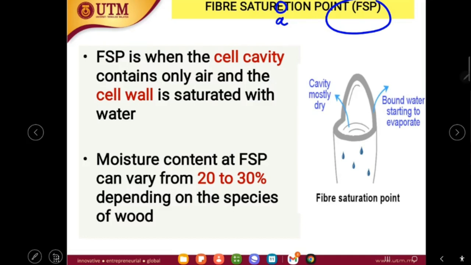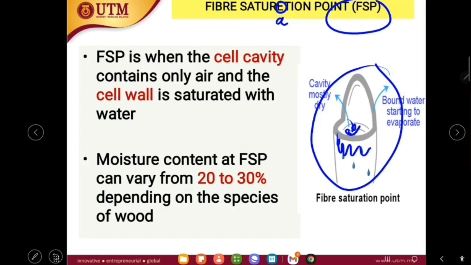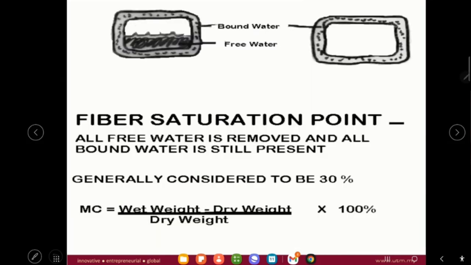Okay, if you look here, this is the cell cavity. Inside here, it is empty. It contains only air, but the cell wall is saturated with water. So it is not entirely dry, but the cell wall is saturated with water. So moisture content at the FSP, like I have mentioned earlier, can vary from 20 to 30% depending on the wood species. So why is this fiber saturation point so important?